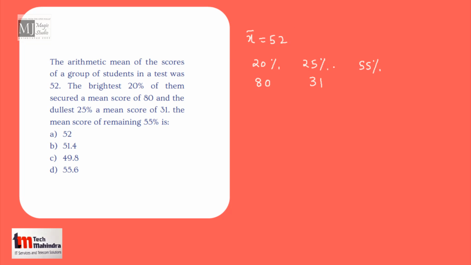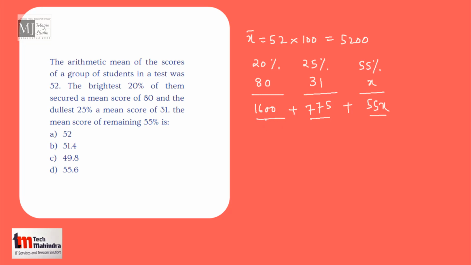Let's assume that there are 100 people in this class. Simply, 80 into 20 would be 1600. 25 into 31 is 775, and let their average be x, so it would be 55x. Now the total of these three should be equal to 52 into 100, isn't it? Since we have taken 100 people in the class, 100%, 100 people, 5200.